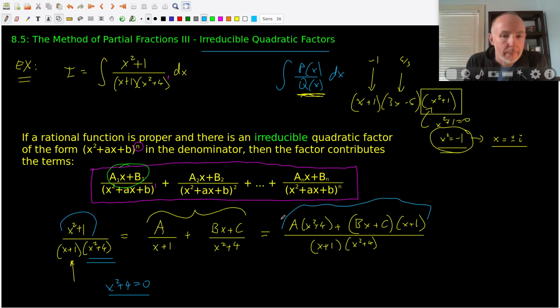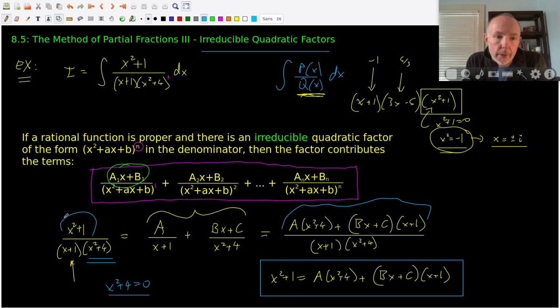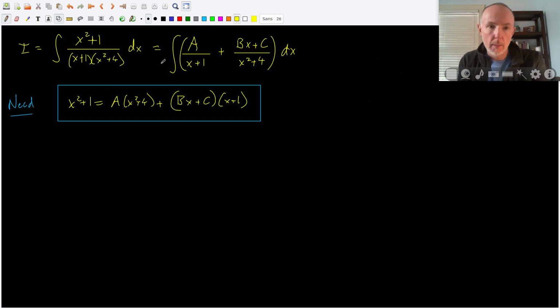And when we put all that together, we get this condition that x squared plus 1 has to equal this combination of terms. So let's go on to the next page and actually work through solving this problem. Here we see the original integral, and then we have split that up into partial fractions. This is the partial fraction decomposition.